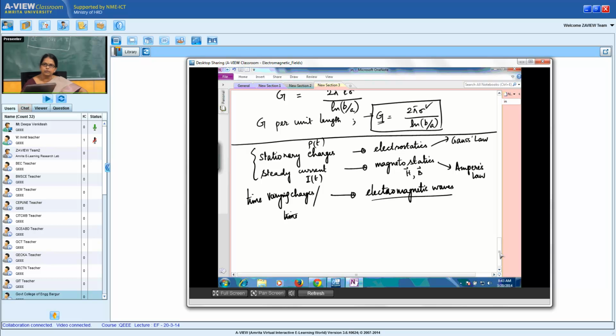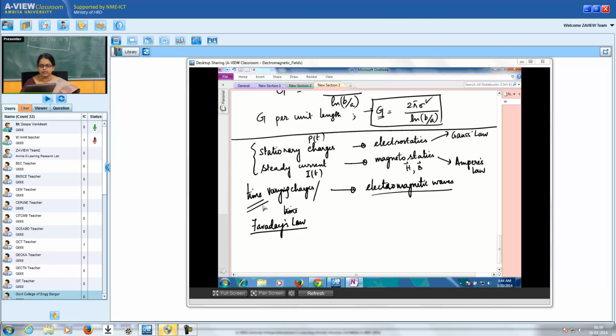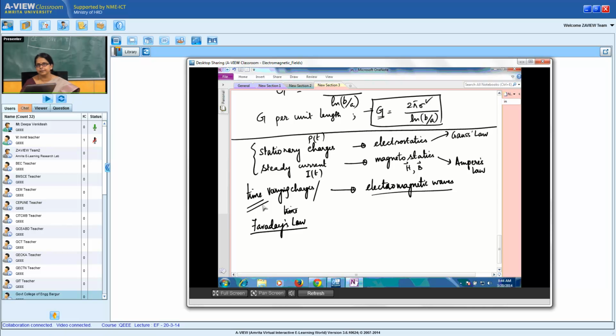So we will take one case where we talk about Faraday's law, which even in your high school you have learned, because Faraday's law is the first instance where I am talking about something that is time varying. Otherwise, charges were stationary, current was steady, there is nothing changing as a function of time. Faraday's law is the first case where I encounter something changing with time.